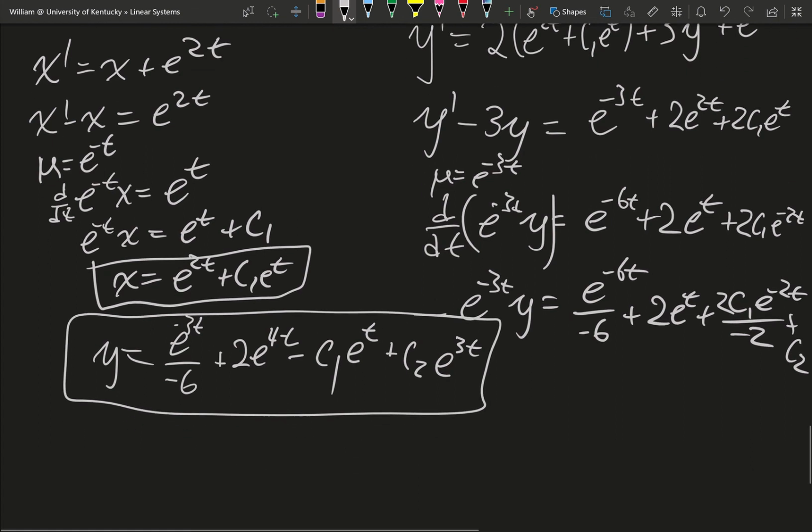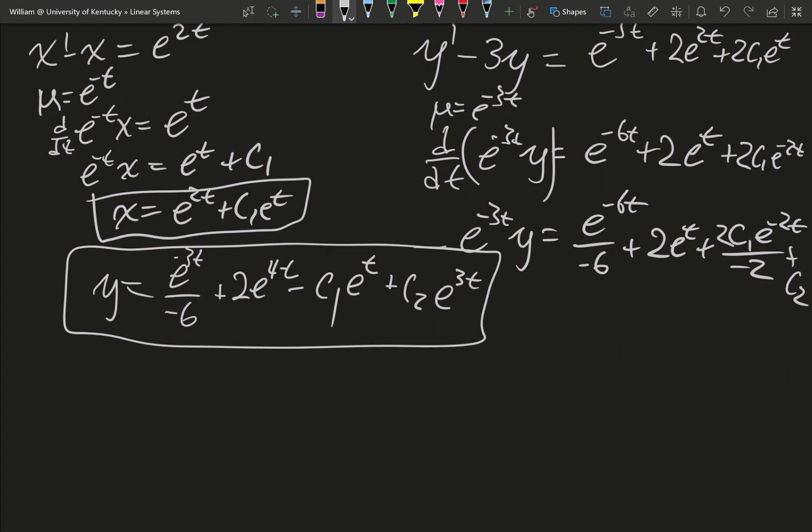All right, so we want to represent this as a matrix or a vector equation. What we're going to do is try to line up the parts by coefficient. First of all, we're going to have some standalone terms which don't have any coefficients in them, so we can just add those at the very beginning. So x has an e to the 2t, y has an e to the negative 3t divided by negative 6 plus 2 e to the 4t. So those are standalone terms.